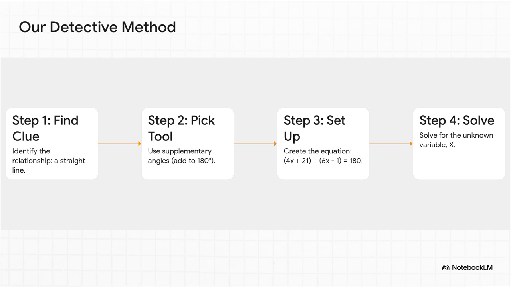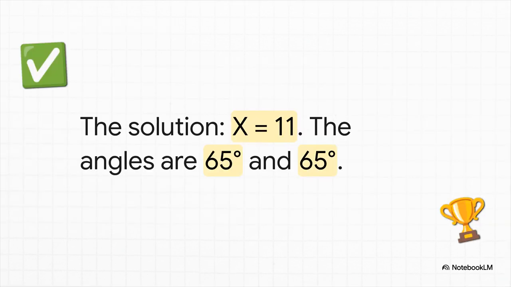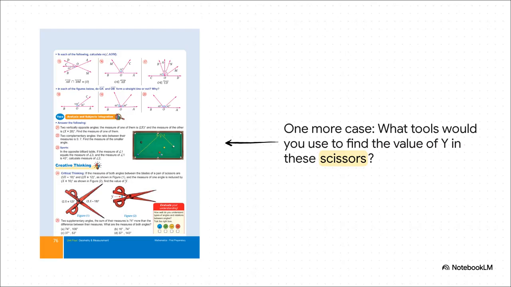So, we set up our equation, and now we're ready to do a little algebra. And there we go. After crunching the numbers, we find out that x equals 11. But wait, we're not quite done. A good detective always answers the whole question. So we plug that 11 back into the original expressions, and we find out the measure of each angle. Turns out they're both 65 degrees. Case closed.